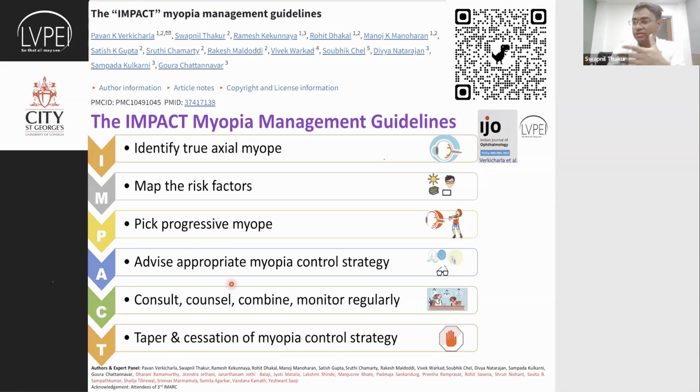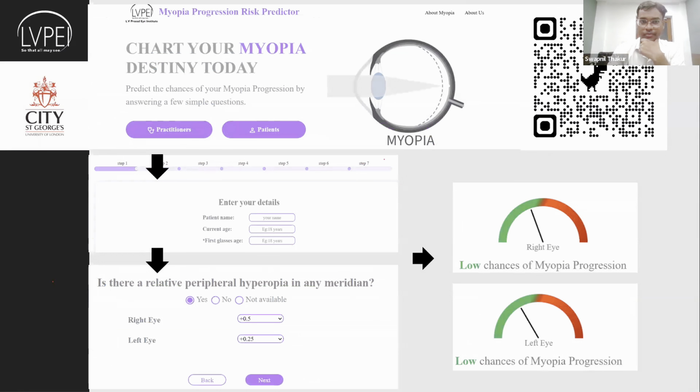After advising the appropriate myopia control strategy, we want to consult, counsel, and if required, combine the treatment. And the last step is to taper and decide when to stop the myopia control strategies.